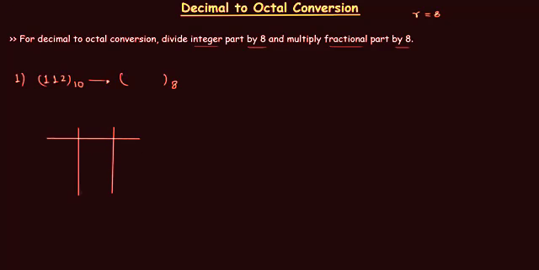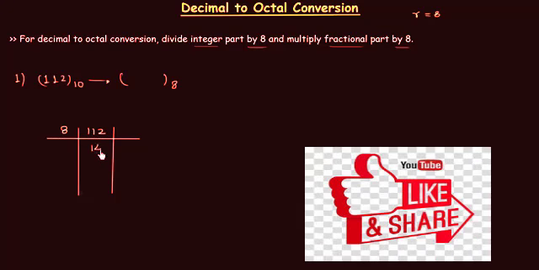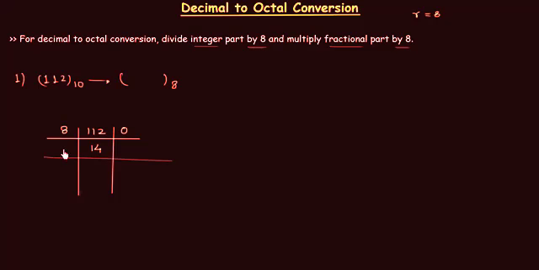We have to divide 112 by 8, because we have to divide the integer part by 8. When you divide 112 by 8, the quotient is 14 and the remainder is 0. We will again divide 14 by 8 and we will have quotient 1 and remainder 6. Then 1 divided by 8, quotient is 0 and remainder is 1.